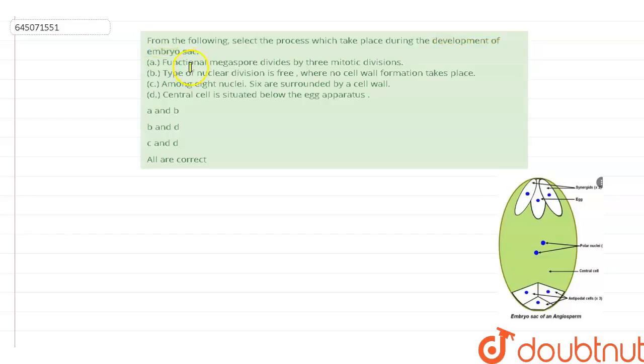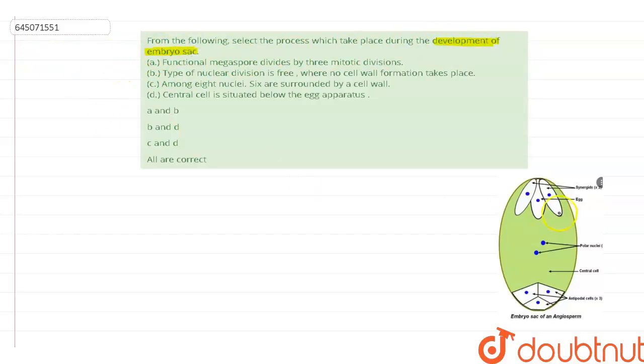Hello everyone. The question that we are going to discuss now is: from the following, select the process which takes place during the development of the embryo sac. Among these processes given in the options, we have to tell which among them is involved in the development of the embryo sac.